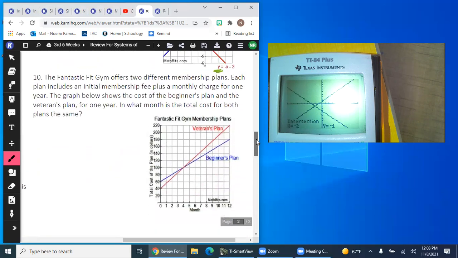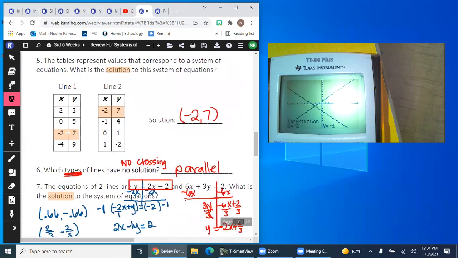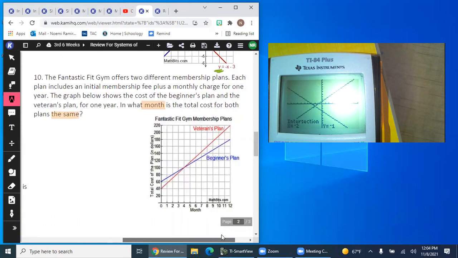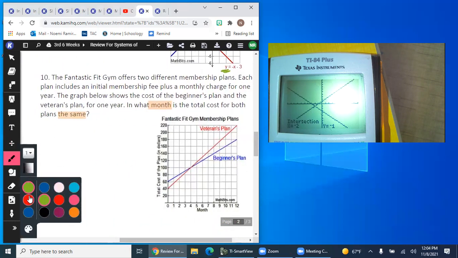Now, you're going to get a problem where there's a lot of extra additional information that you really don't need. When that happens, I like to jump straight to the question before finding the solution. Now it's asking, in what month is the total cost for both plans the same? Okay. Just like we saw here with the tables, at the solution or at the point of intersection, the ordered pairs are exactly the same. They're using the exact same numbers. We know that the solution to this one also gives us the exact same numbers.